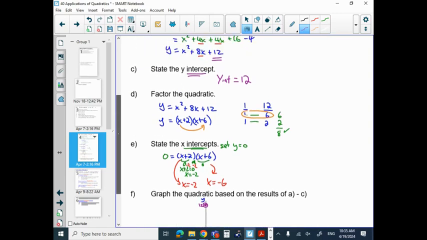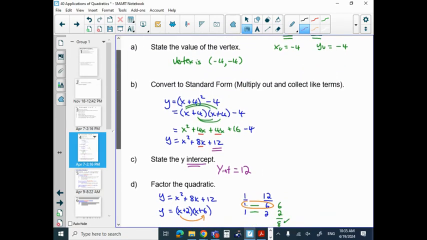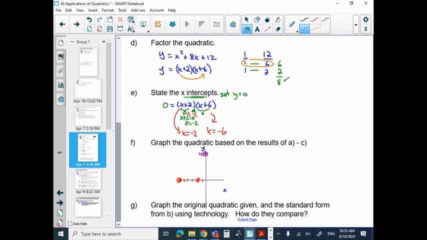And that's all we know so far, or the vertex actually is -4, -4. So vertex, -4, 1, 2, 3, 4, and 1, 2, 3, 4-ish. Right, so based on all that stuff, graph the quadratic based on those results. So we have a vertex even, we've got a y-intercept there, and yeah, going the other way, same shape. Right?